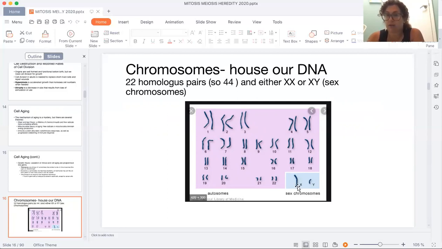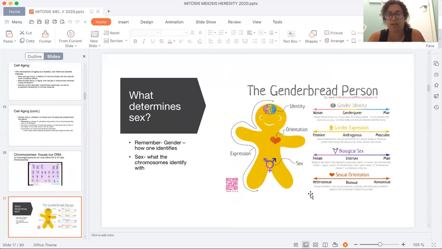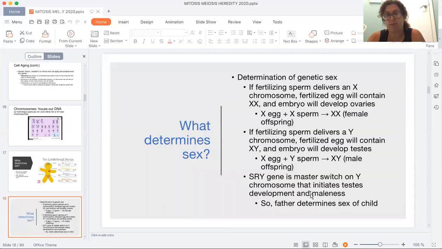pair of sex chromosomes. Now remember, sex and gender are different. Sex, in the sense of heredity in DNA, depends on whether there's an XX or an XY, and that's what determines male or female. And as I said, my soapbox, the gender-bread person. You have already heard this a million times.